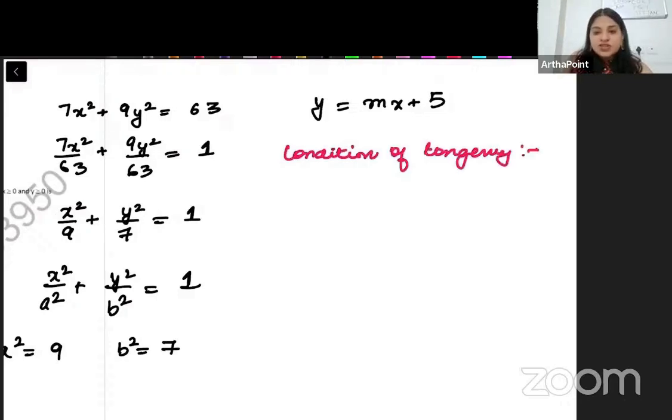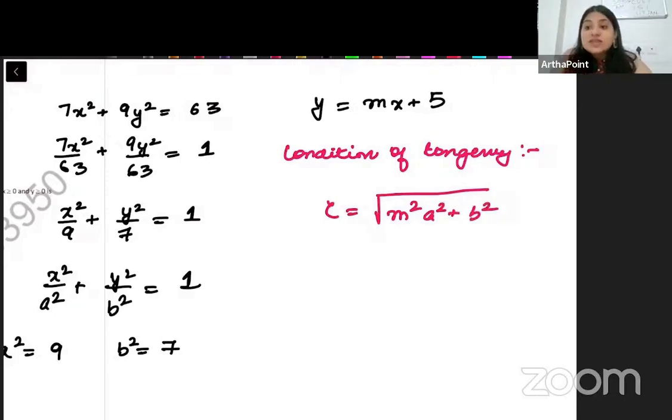The condition of tangency of an ellipse when a line is given is that c is equal to root of m square a square plus b square, where c should be the intercept. So, beta, I get c, which is my intercept, in y equals mx plus c, hota hai na?